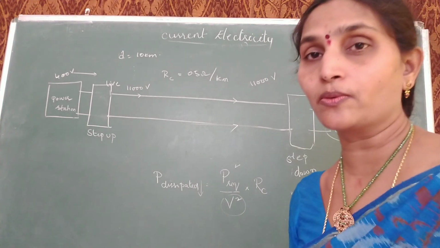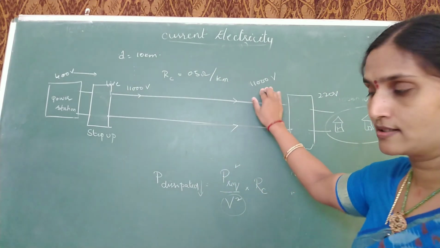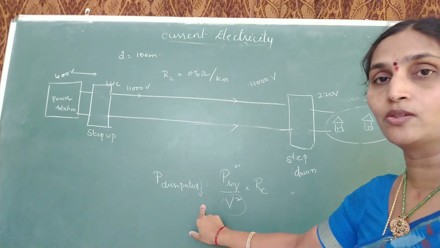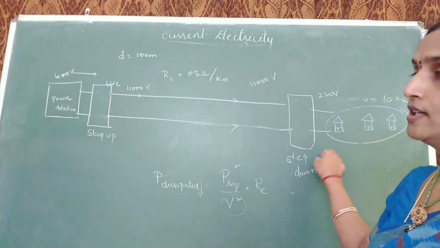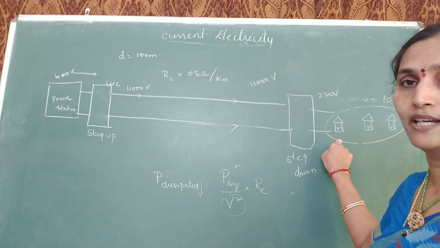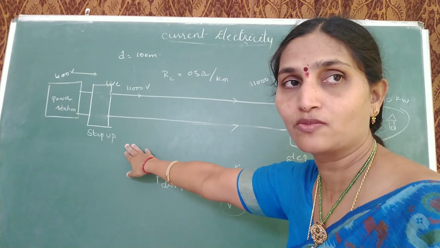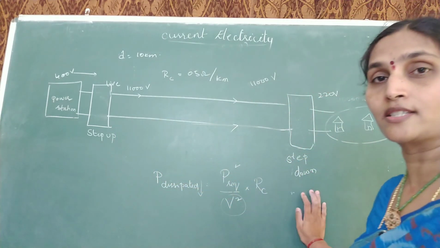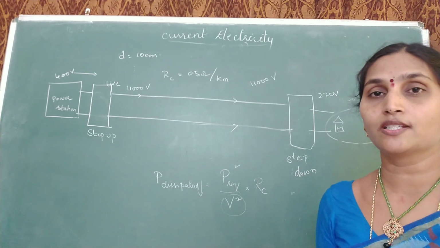And here they will ask you two questions. Why do we transmit power at very high voltages? To reduce the power dissipated during transmission. And what is the use of a transformer? To decrease the voltage from 11,000 to the required value, that is 220. So how many transformers are we using? One is a step-up transformer and the other one is a step-down transformer. So this is all about the power distribution system.